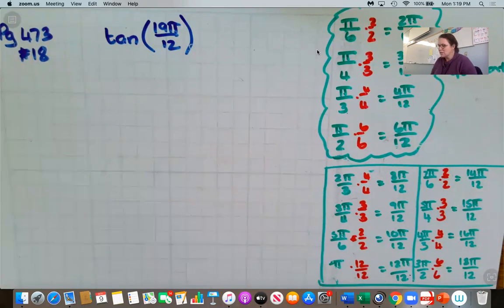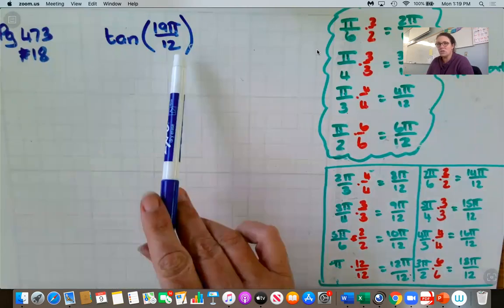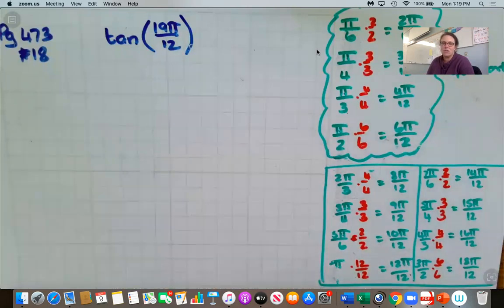This question is a little bit different from the ones that we did in the examples today in the notes, because this angle 19 pi over 12, if you just add any of these values that we found in the first quadrant, they're not going to add up to 19 pi over 12. Because 19 pi over 12 is equivalent to 1 and 7 pi over 12, it's going to end up being in the third quadrant, and you're going to need to add some larger values here rather than the ones that we just did in the first quadrant.